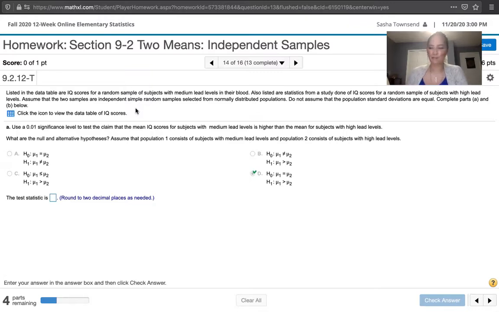So I will use my paper to at least write down the formula and talk through what we're supposed to do and what we're going to do. And then we'll use Excel to do the calculations.